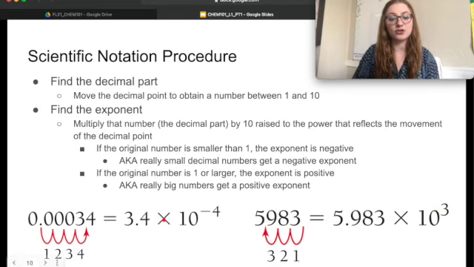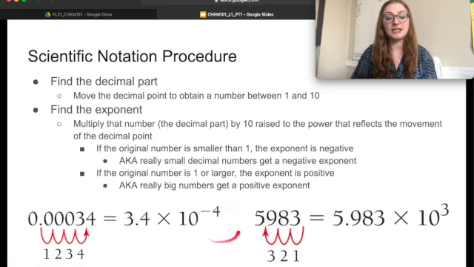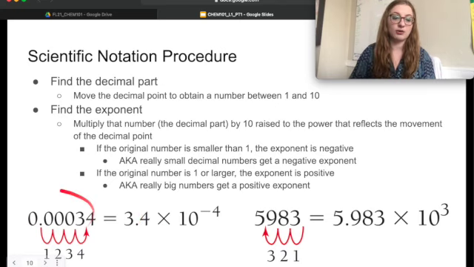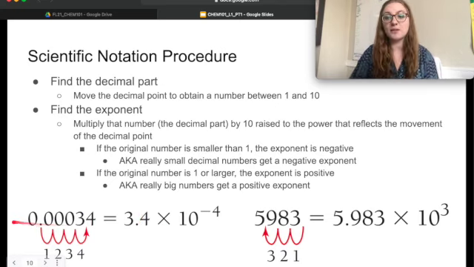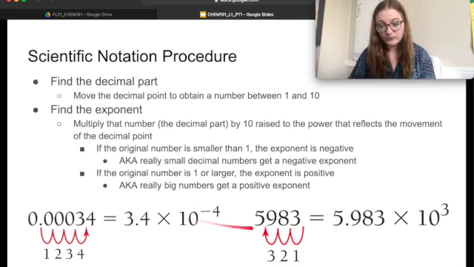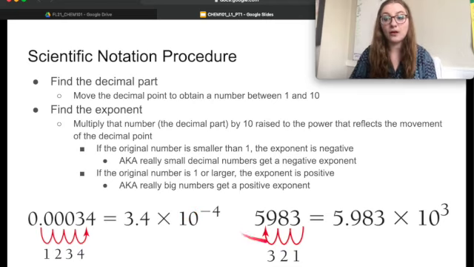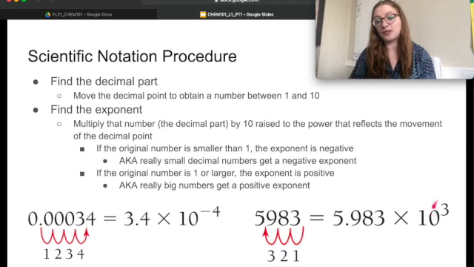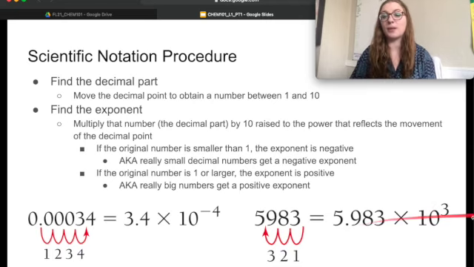Because what you're doing is saying times 10 to the minus 4. So 10 to the minus 4 is a very small number. If I multiply 3.4 times a teeny tiny number, it makes that decimal number become small to get back to your original number. So if I start with something between 0 and 1, the exponent is going to be negative. If I start with a number greater than 1, that exponent is going to be positive because I want to multiply by a really big number.